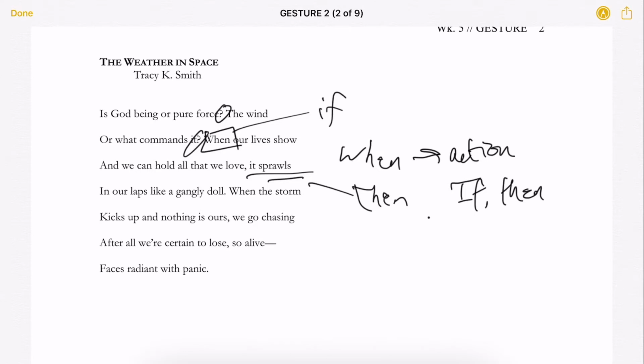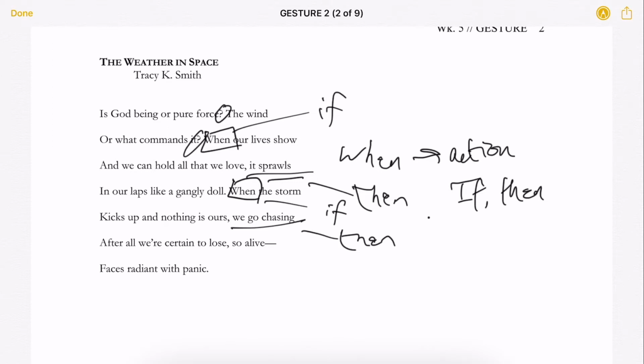Beautiful handwriting on my iPad. Thank you so much. And then you'll notice we'll have another example of when. When the storm kicks up and nothing is ours, we go chasing. If, then.